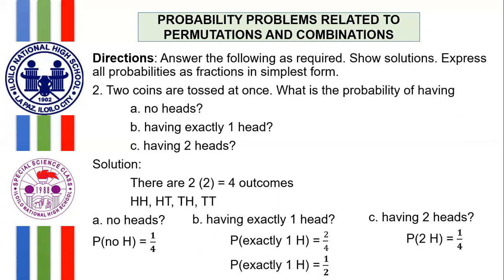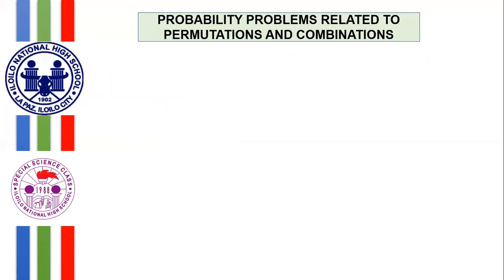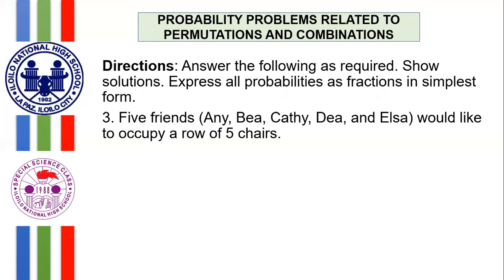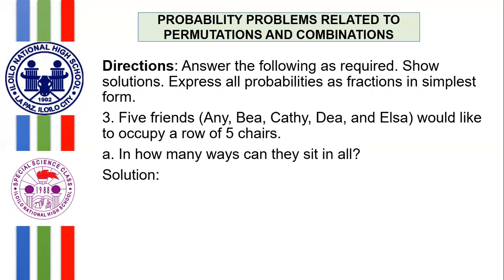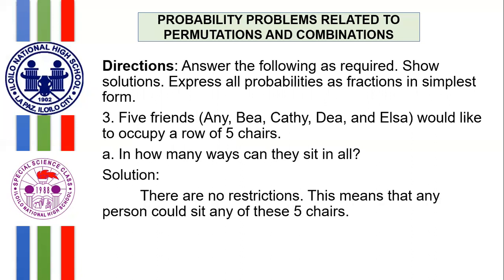Let's have the third one. 5 friends, Annie, Bea, Cathy, Dea, and Elsa, would like to occupy a row of 5 chairs. Letter A: in how many ways can they sit in all? This is a permutation problem because order matters here. And besides, we could also utilize the fundamental counting principle without repetition. So there are no restrictions. This means that any person could sit in any of these 5 chairs.